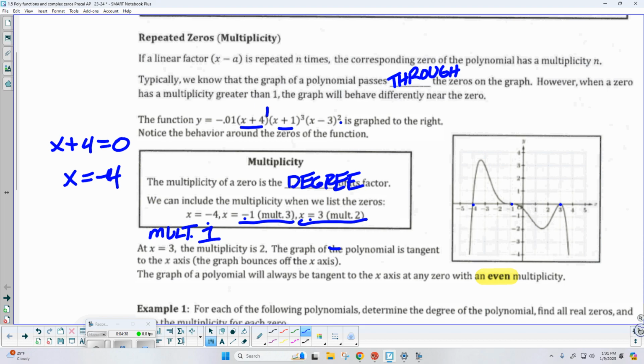Okay. But that's exactly right. At x equals 3, the multiplicity is 2. The graph of the polynomial is tangent to the x-axis. Remember, when we say tangent, we mean just one point of intersection. So if a root has an even multiplicity, it's not going to cross at the location. It's going to hit the axis and come back, whether it's above or below. If it's an odd multiplicity, it's going to cross like we normally believe it would. Okay? So any questions about that? Okay, well, let's try some examples.